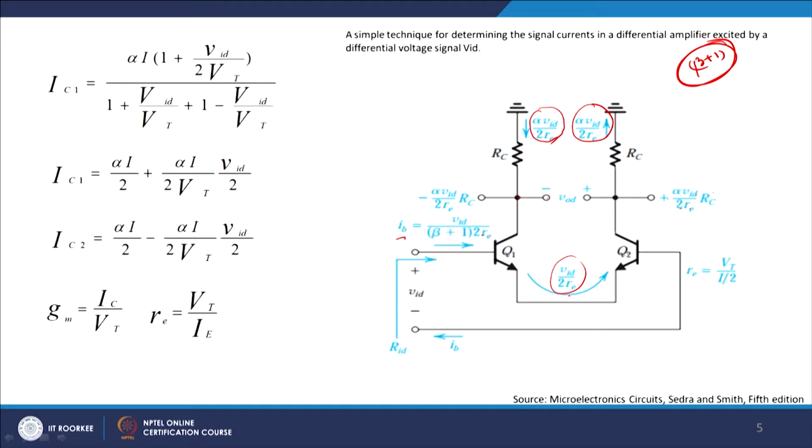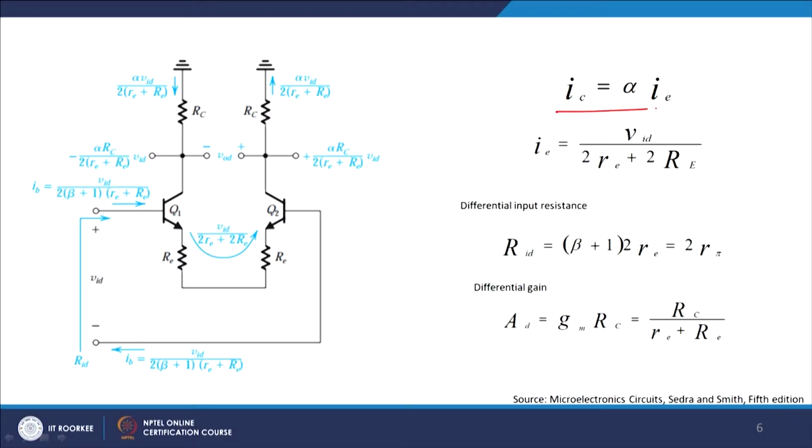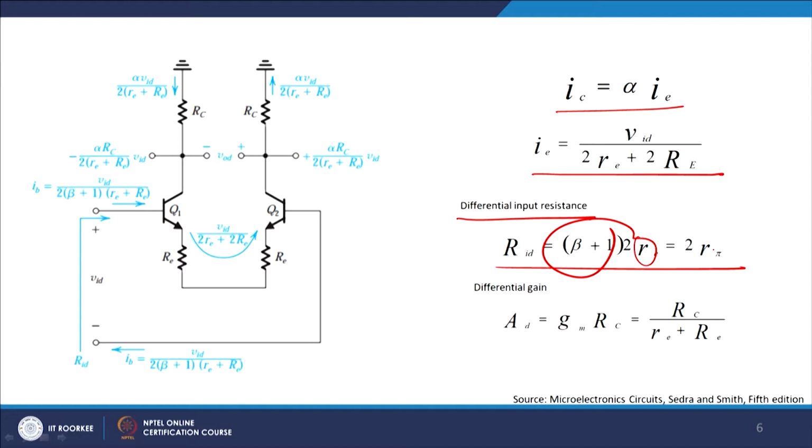And the base current will be VID by 2 Re, which is nothing but the emitter current divided by beta plus 1. So IB equals IE upon beta plus 1, remember, and from there I get this as the emitter current which you see, right. Now in this region I said IC equals alpha IE, and IE therefore equals VID by 2 Re. So the differential input resistance RID equals beta plus 1 into 2 Re, and this is also referred to as R pi, and therefore RID equals beta plus 1 into twice Re.